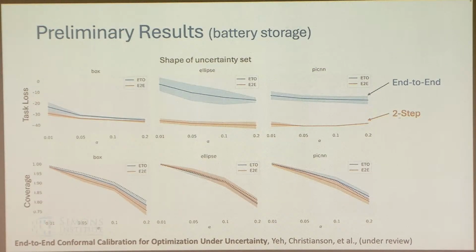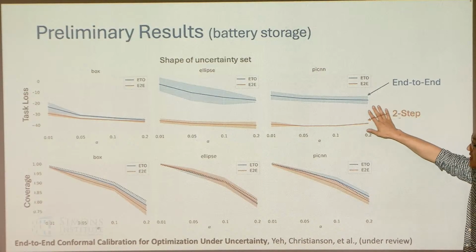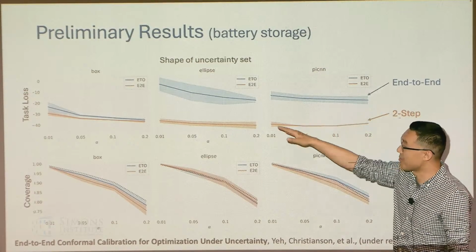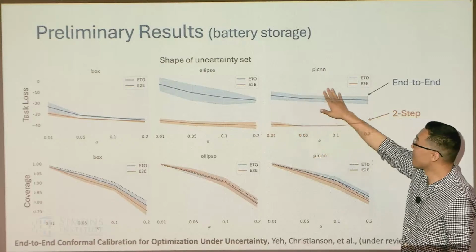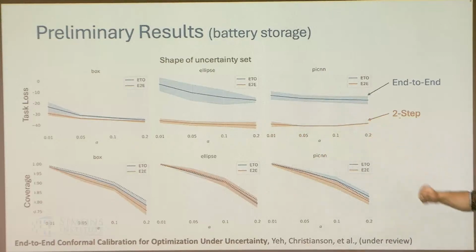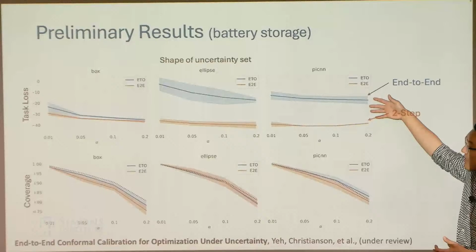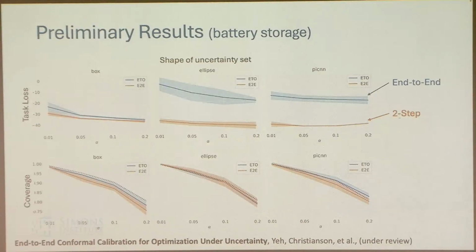And what you see here is, on the top, the task loss. So you take the same type of conformal prediction sets, either a box set, an ellipsoid, or an input convex neural net, which can be arbitrarily convex uncertainty sets. And this end-to-end optimization focuses the capacity of the neural net to do uncertainty calibration around the decisions that matter. And you see that very clearly as you increase the capacity of the neural net's predictions.